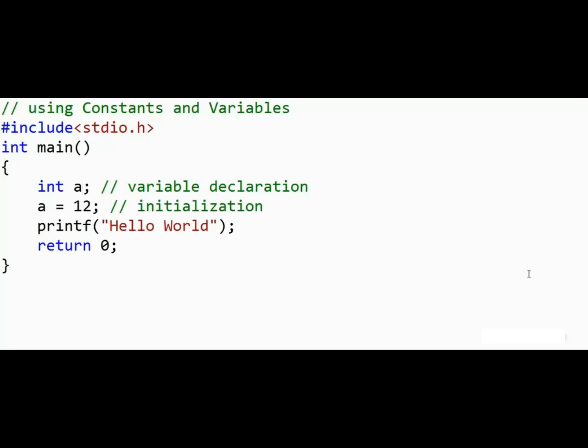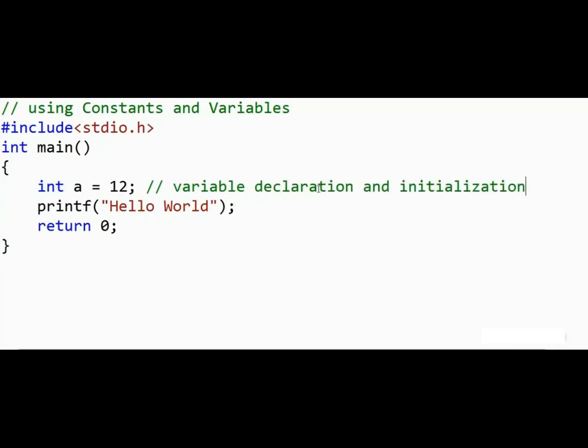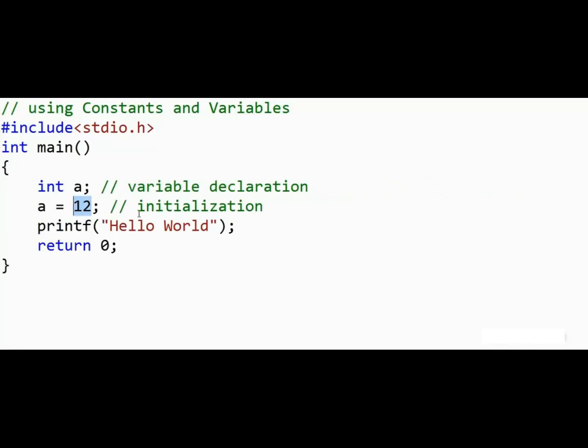We can declare and initialize a variable in the same statement. Instead of writing these two statements, we can write a single statement like int a equal 12. So we are declaring as well as initializing here. 12 is an integer constant here.